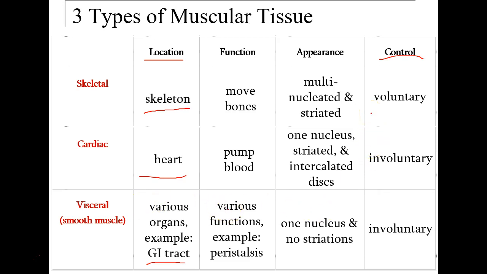Other than that, you will see skeletal muscle is the only voluntarily controlled muscle type. The other two are involuntary. Thank goodness, because who wants to think about their heart beating all day long?